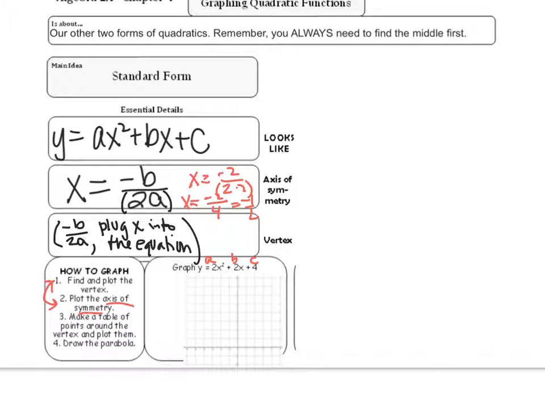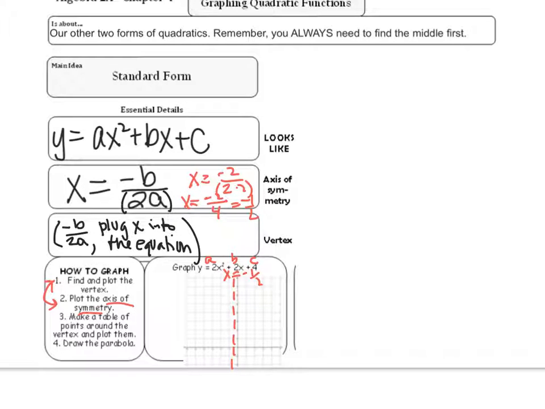I'm going to try and graph this right in the middle here. Remember, our axis of symmetry is a dashed line, and we label it. We write it as an equation, always. You have to write it because it's a vertical line, so we write them as equations.